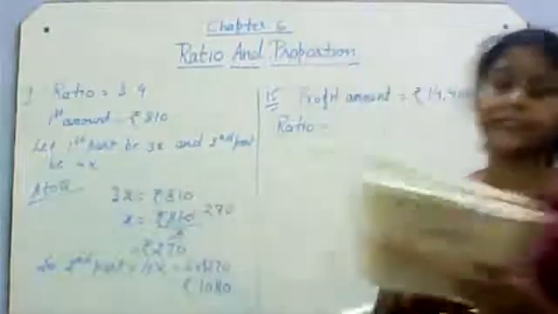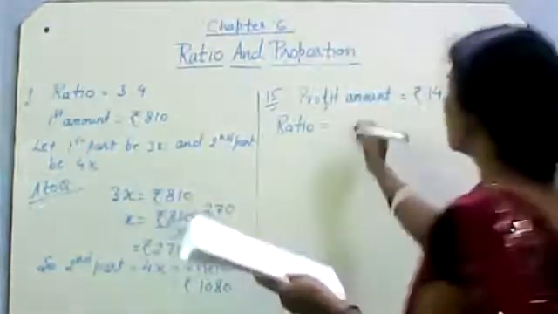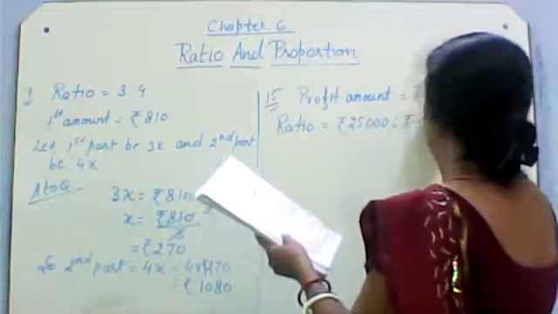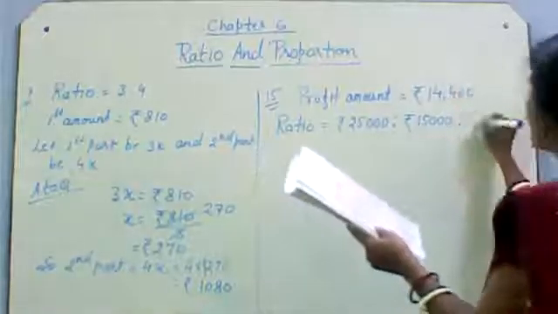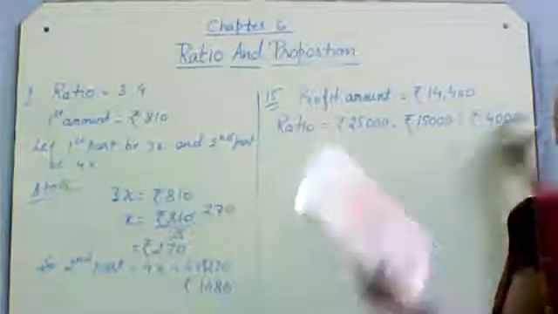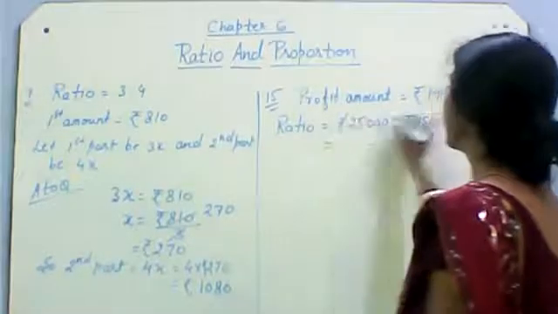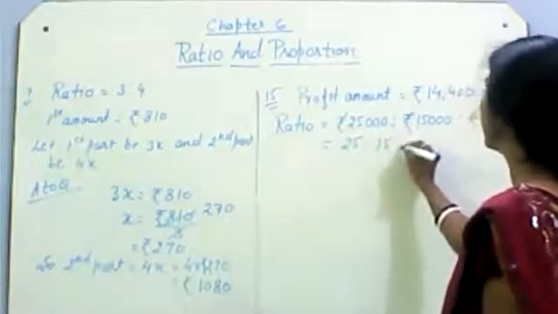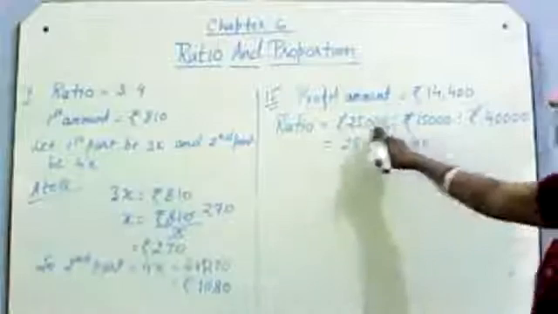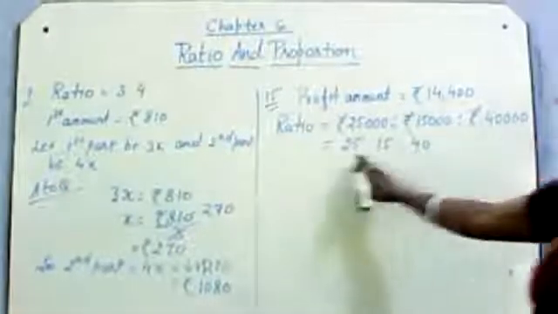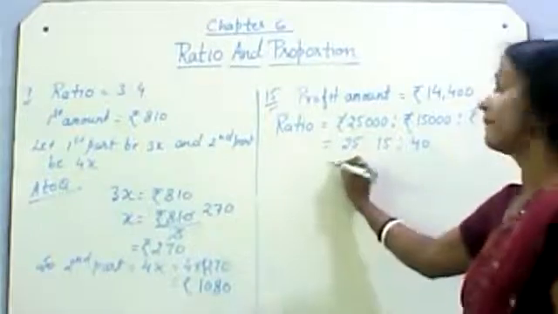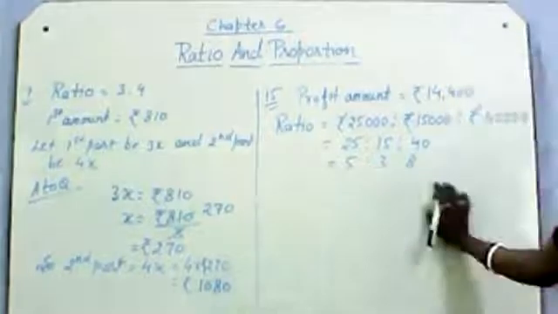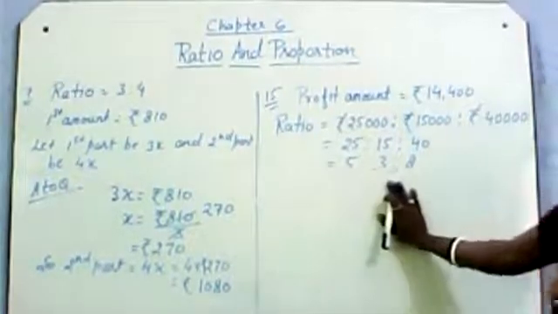Then find out the ratio. Ratio will be according to the money they spent. Rupees 25,000 ratio rupees 15,000 ratio rupees 40,000. Okay, so rupees will cancel in each one, and 3 zeros will cancel, so it will become 25 ratio 15 ratio 40. If we cancel it by 1,000, then we will get this, and again we can cancel it by 5. So 5 5s are 25, 5 3s are 15, and 5 8s are 40. So the ratio in simplest form is 5 ratio 3 ratio 8.